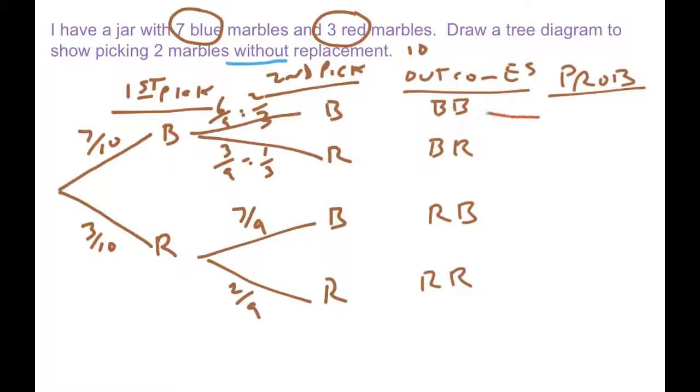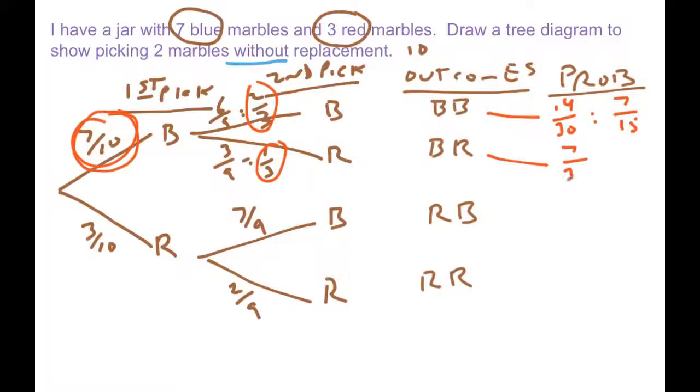So blue, blue, well, that's the 7/10 and the 2/3. Multiply those together. Well, let's do 14/30, and then we want to simplify that. And that's going to be 7/15. Now we'll do blue, red. So that's going to be the 7/10 and the 1/3. Multiply that together. I get 7/30.